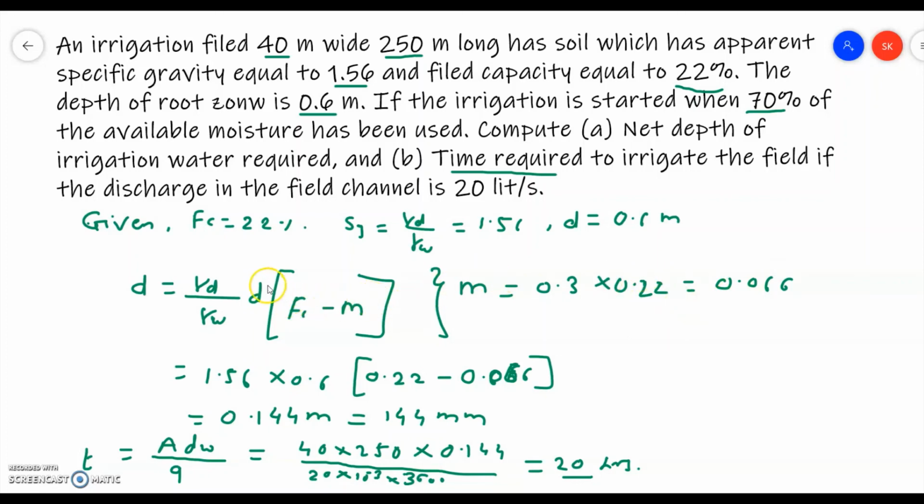That percentage we can convert in terms of depth by multiplying by root zone depth and specific gravity. So we have got 0.144 meter. Now using this 0.144 meter as the irrigation requirement in terms of depth, and area given as 40 by 250, we converted the discharge Q, 20 liter per second, to meter cube per hour. Liter to meter cube by multiplying by 10 raised to minus 3, and seconds to hours by multiplying by 3600. Finally we got the answer equal to 20 hours. In this way we are supposed to solve such kinds of problems.